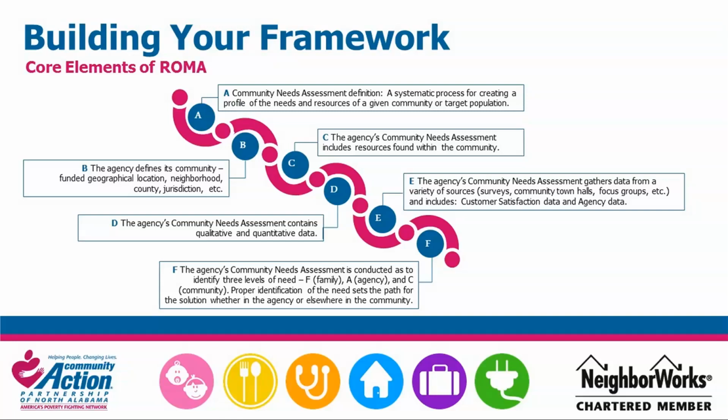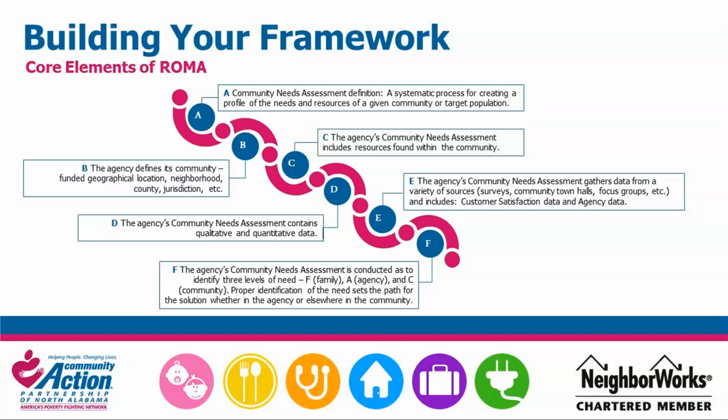But then also within the core elements of ROMA, you gather data from a variety of sources. There are surveys, town halls and focus groups, and it needs to include customer satisfaction data and agency data. In the past, we hadn't been so strong in customer satisfaction, but certainly in blending the agency data from our historical data and looking at those trends in comparison to some of the other quantitative data, and we wanted to do that, and this guided us to do this. So there's the qualitative and quantitative again, that it has to contain those pieces.